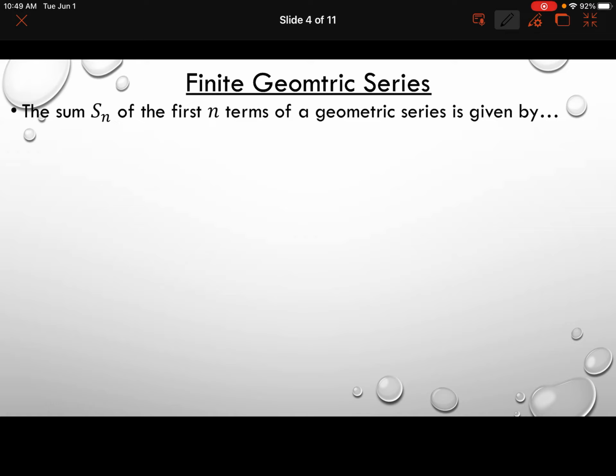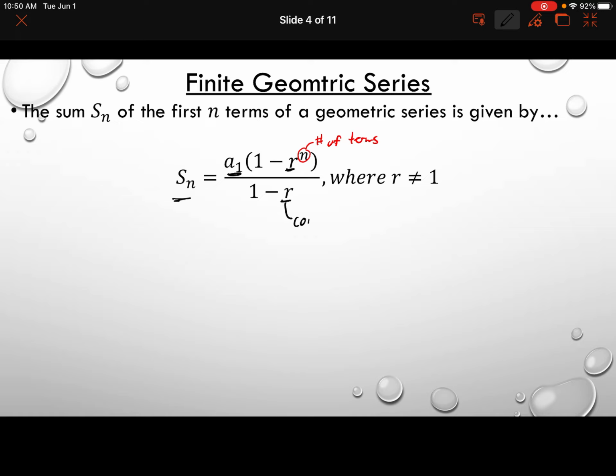So the sum of the first n terms of a geometric series is given by the following formula. The sum is a sub 1, which hopefully at this point you know is just the first term, times the quantity 1 minus r, which recall is the common ratio, to the n power, which remember is the number of terms, and then divided by the quantity 1 minus r. Once again, don't forget, r is just your common ratio. And r can't be equal to 1, because then you would end up with a 0 in the denominator.